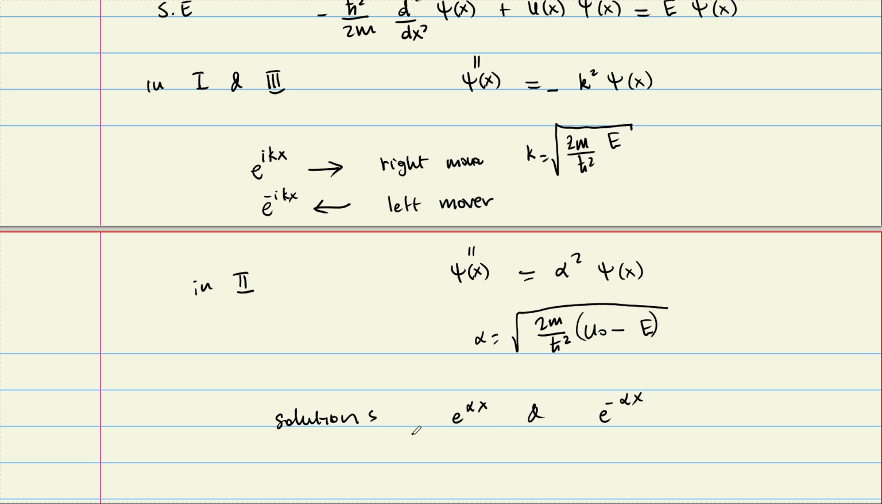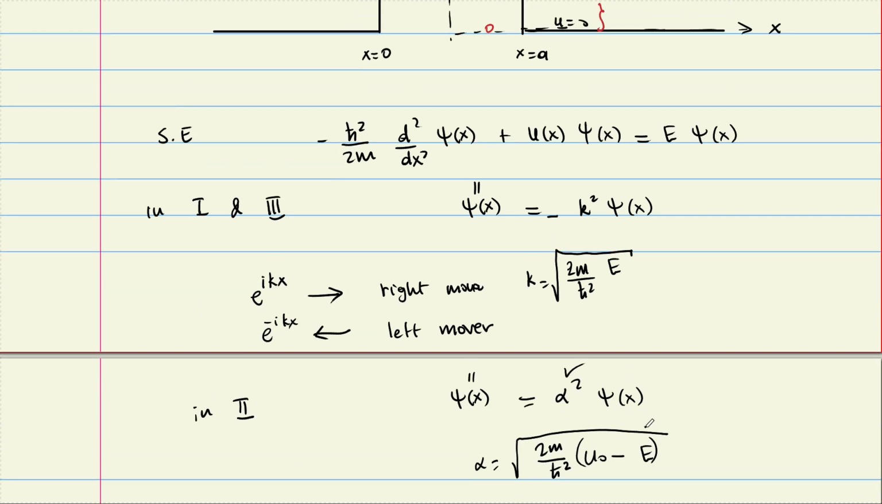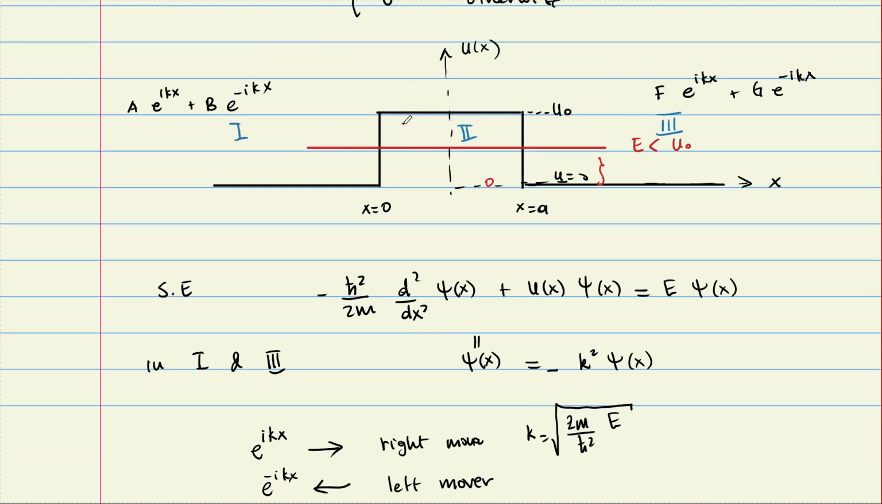How do I know this? By direct substitution, like last time. If you take one derivative, it is alpha. If you take one more derivative, it's alpha squared, and it is a positive quantity, so it satisfies the differential equation. And same for minus alpha. Then in this region, I'm going to call it c e to the alpha x plus d e to the minus alpha x.